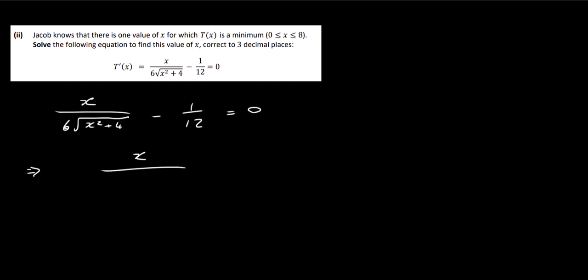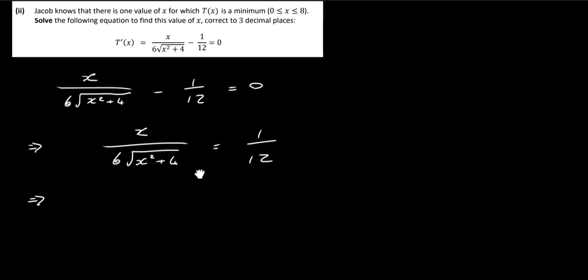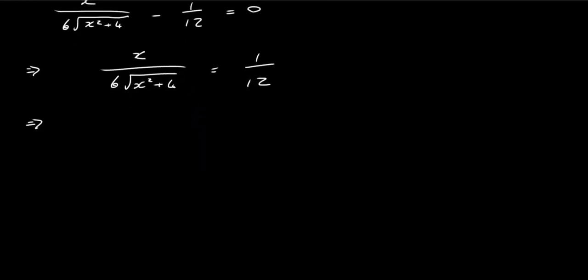So we have x over 6 times the square root of x squared plus 4 is equal to 1 over 12. We have a fraction equal to a fraction here, so what we can do is just cross multiply. So we get 12x is equal to 6 times the square root of x squared plus 4. Now I have that 6 multiplied by the square root, so I'm going to divide both sides by 6.